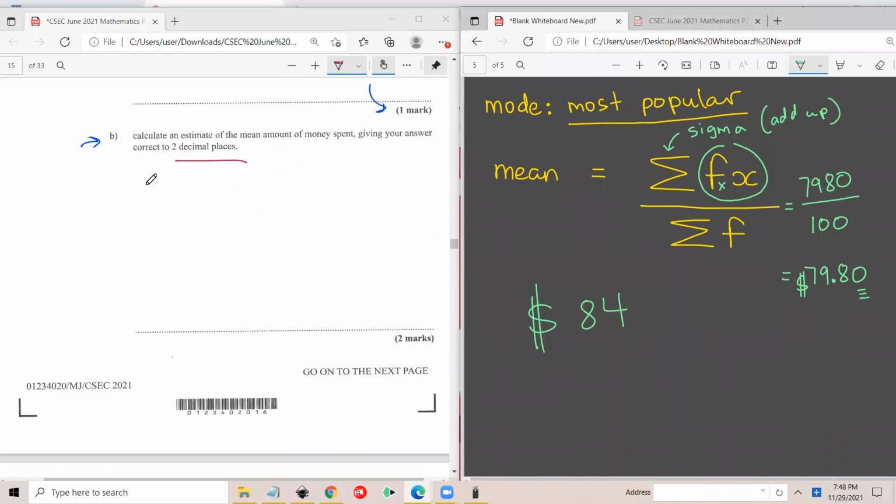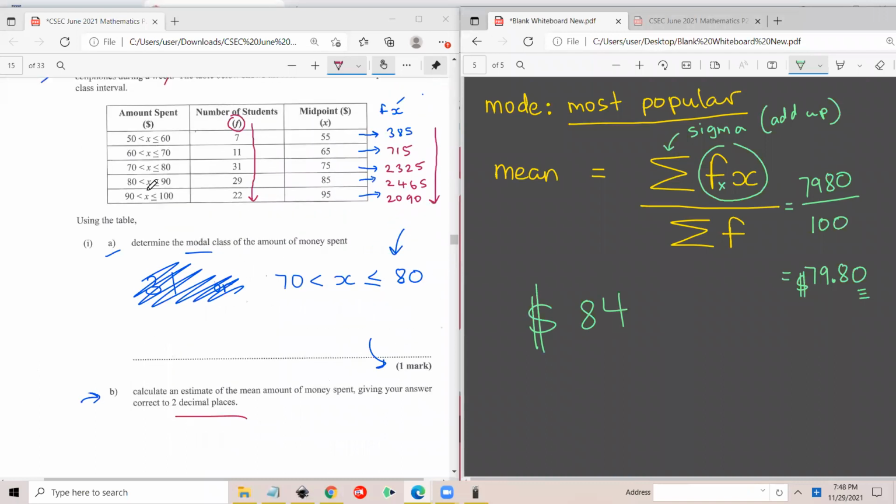Let's move up here. Is it possible somebody could have spent $84 in this scenario? What do you all think? I would say yes, because the smallest amount of money spent was 50, and the largest amount was 100. So it is more than possible that somebody could have spent $84. And not only that, the middle value could be 84.